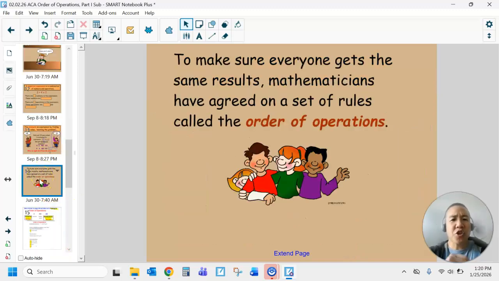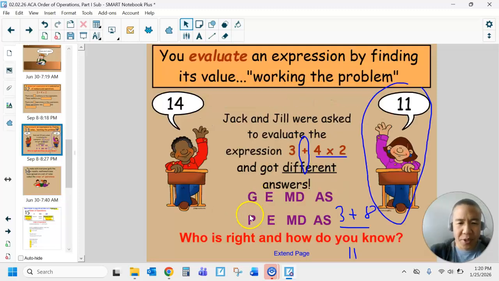So to make sure everyone gets the same result, mathematicians have agreed on a set of rules called order of operations, where you do grouping symbols or parentheses first, then exponents, then we know we do adding, subtracting at the end.